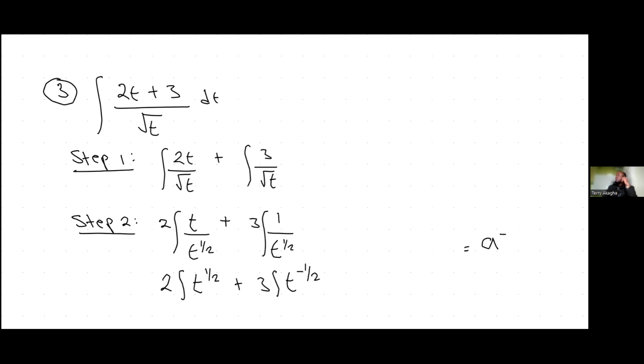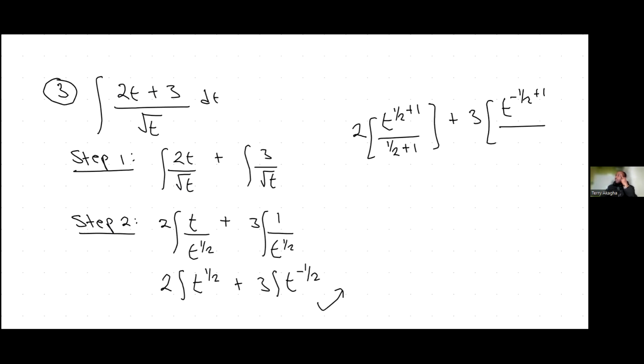So let's see. Right. So now we have this. So let's move on to the next one. So we then have to integrate. So we integrate by adding 1 to the power divided by the new power. So it's going to be 2 into brackets t raised to power half plus 1 divided by half plus 1. Okay. Plus 3 into brackets t raised to power minus half plus 1 divided by minus half plus 1.